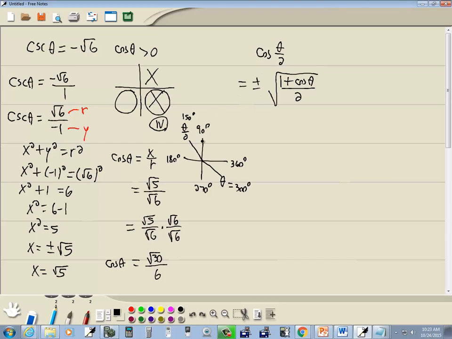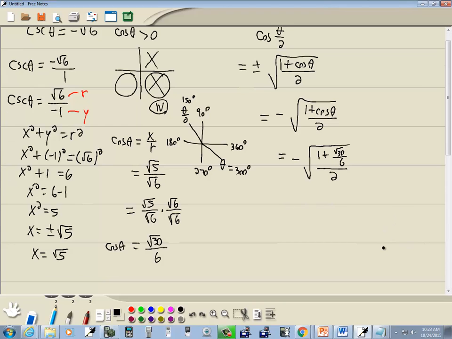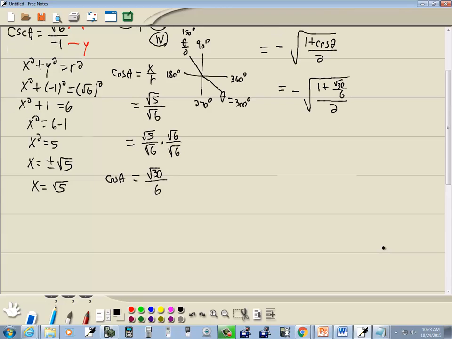Now we're dealing with cosine, and cosine is negative in this quadrant, which means I'm going to keep the negative version of it. And then I've got 1 plus cosine theta over 2. So let's plug in what we identified. So we've got 1 plus square root of 30 over 6, all over 2. Now this one is a complex fraction, because we've got a fraction inside of the fraction. So we're going to multiply everything by the LCM of all our inner denominators. This 6 here would be an inner denominator, so we'll multiply everything by 6.